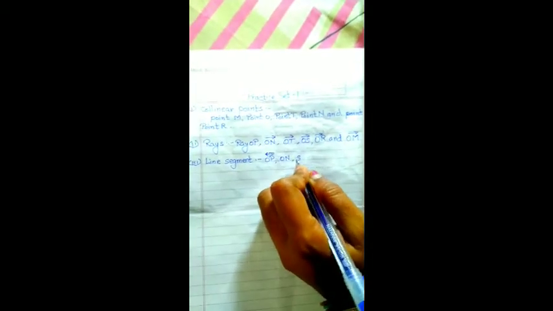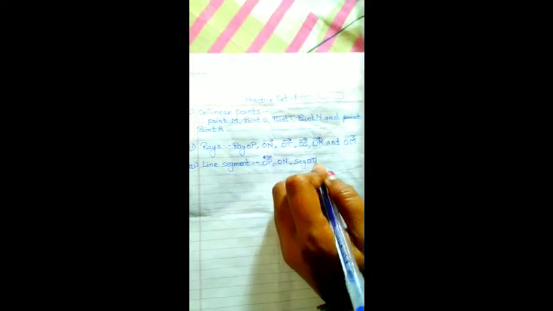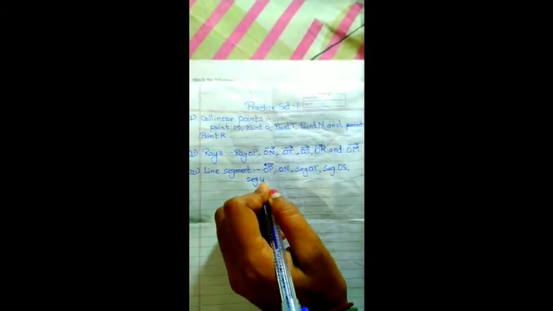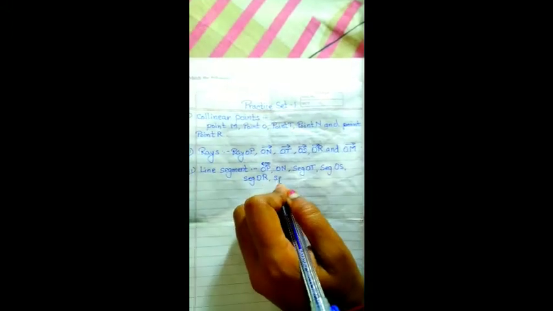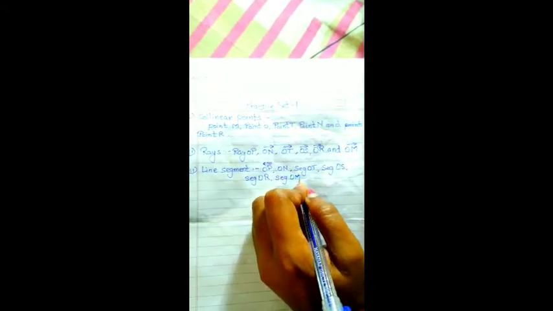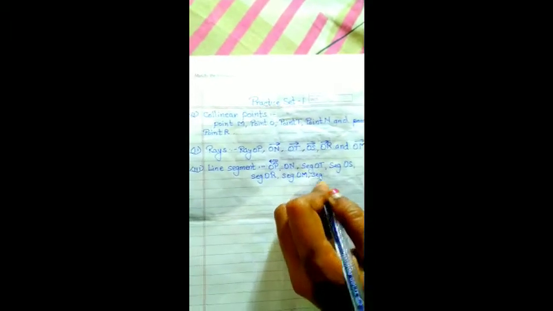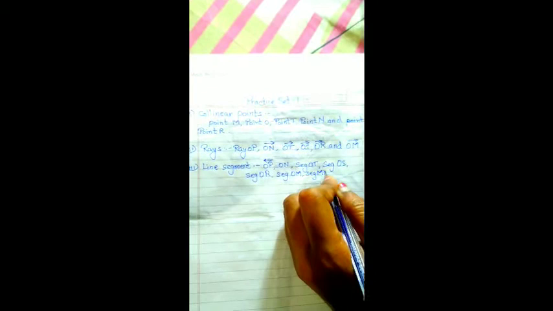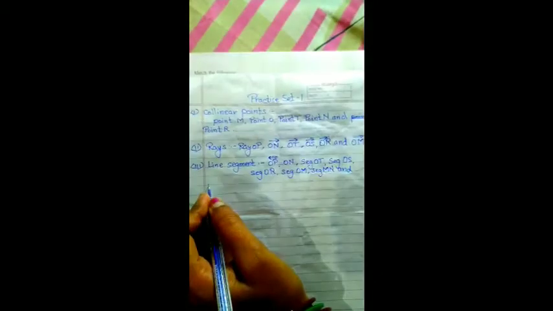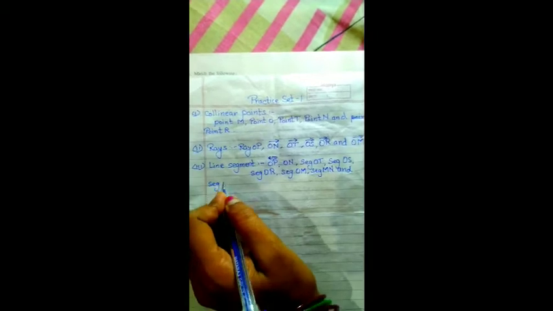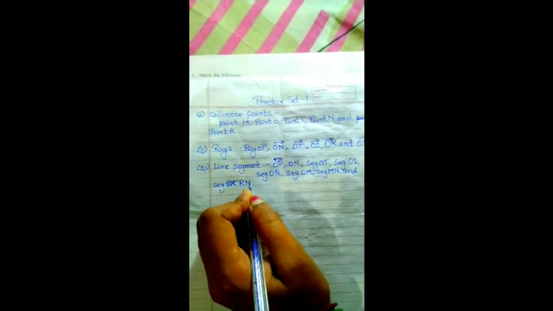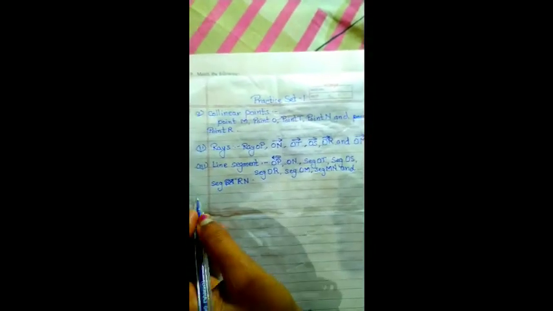You can also write segment OT, segment OS, segment OR, segment OM, segment MT and segment RN. These are line segments.